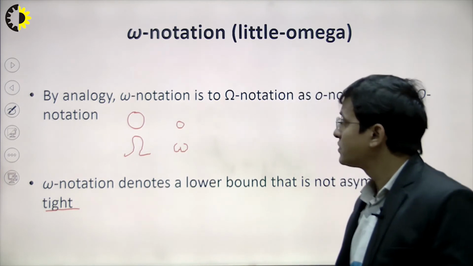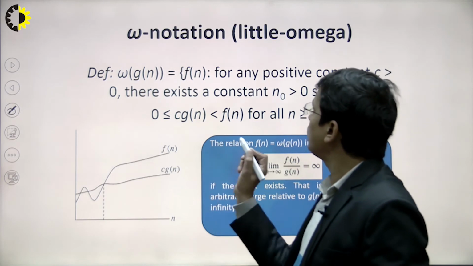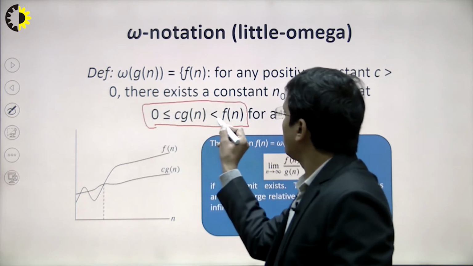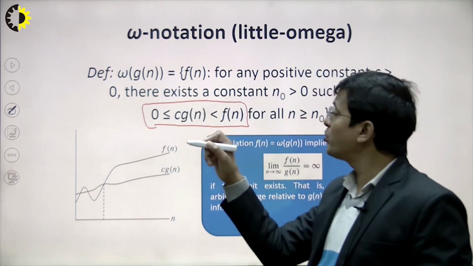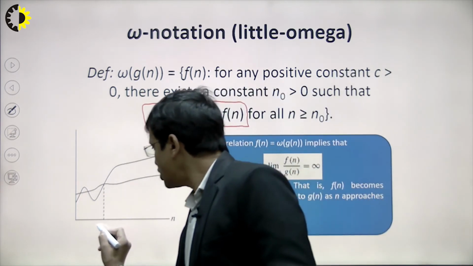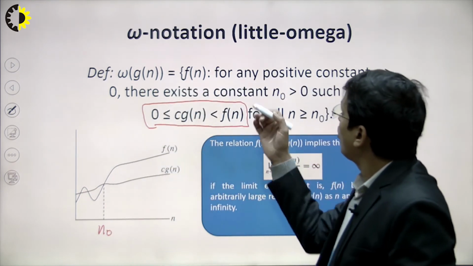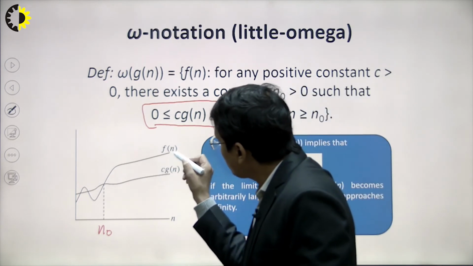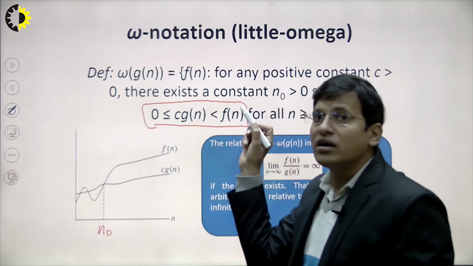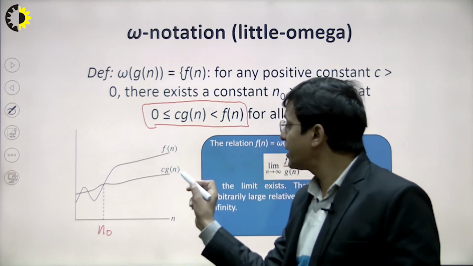So now we see the definition of this notation, which is similar to the big omega notation. Here there is no equality, but in the big omega notation equality is there, right? So here there is no equality, so n0, equality will not be considered. And here we can see in the omega notation, f of n will be greater than c times g of n, right? This means f of n is increasing very high and c of n, g of n is not increasing as high, right?